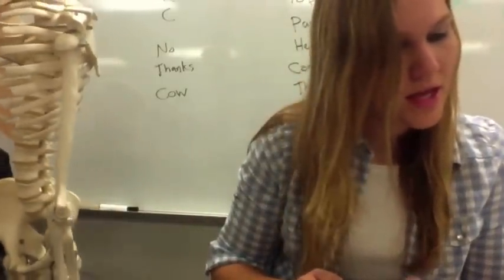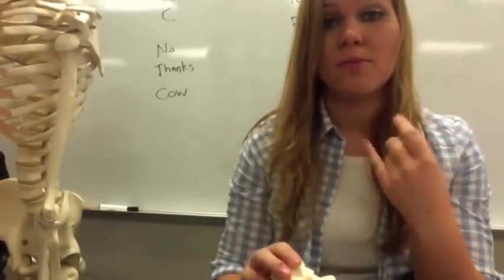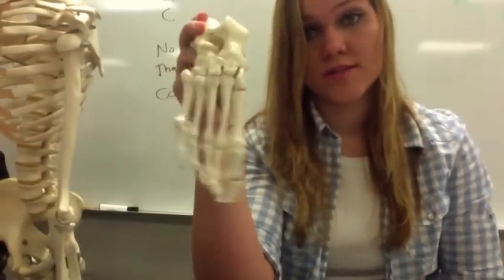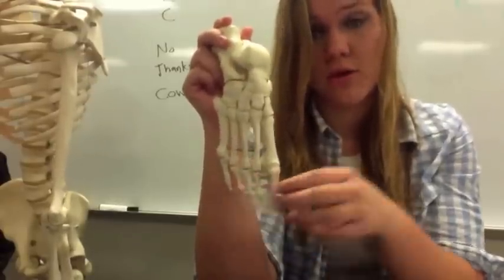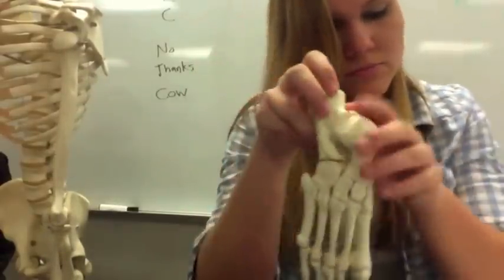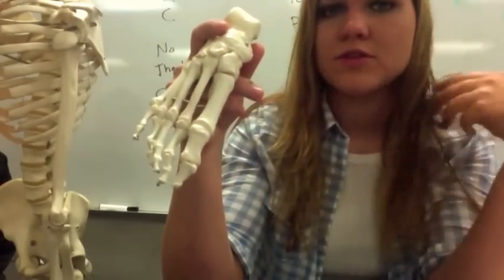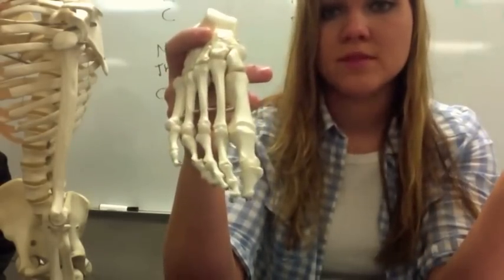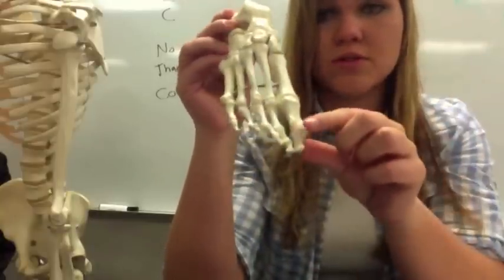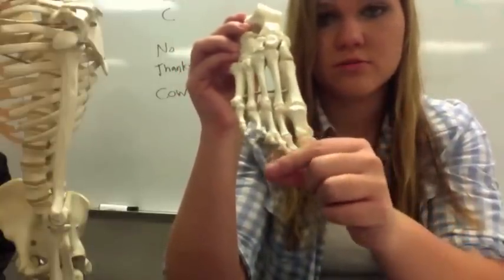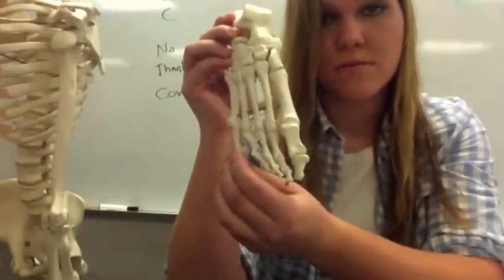And then your metatarsals. The bones in your hands are called carpals. The bones in your foot are called tarsals, so don't get them confused with your hand bones. Some people get confused on how to number them. Some people start with the pinky toe, but correctly you're supposed to start with your big toe: 1, 2, 3, 4, 5.